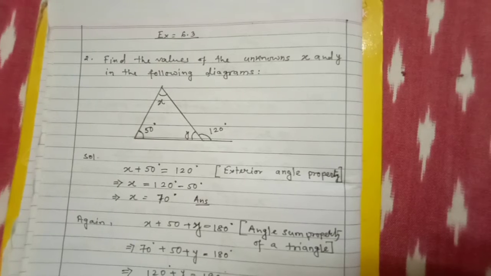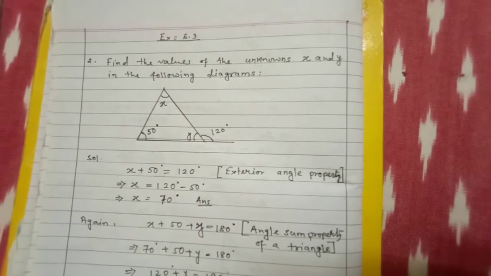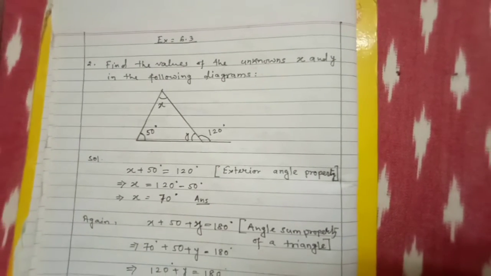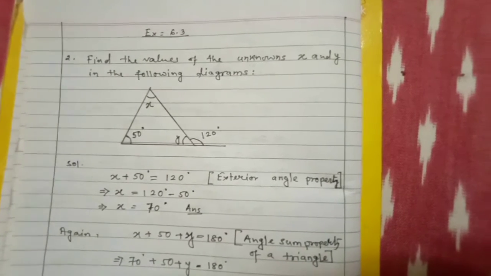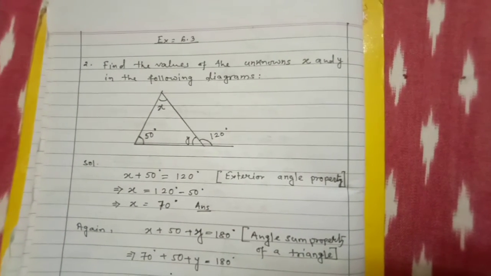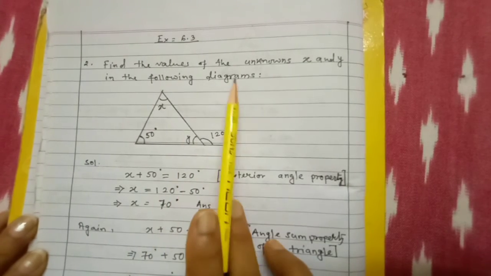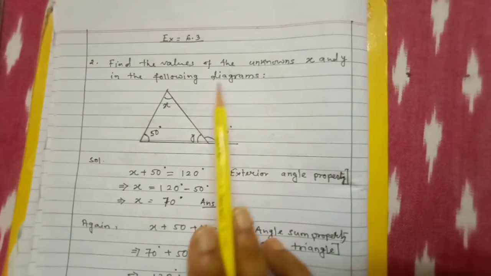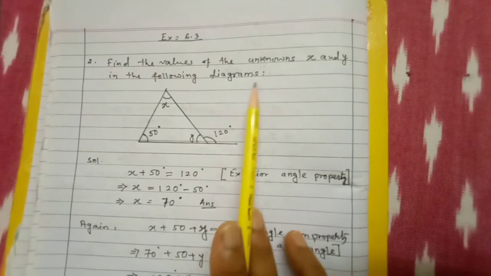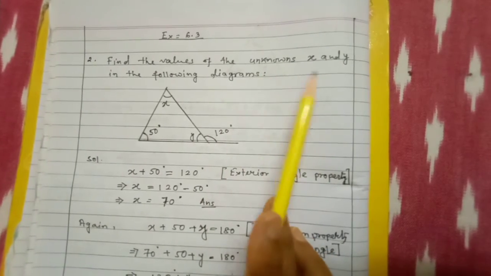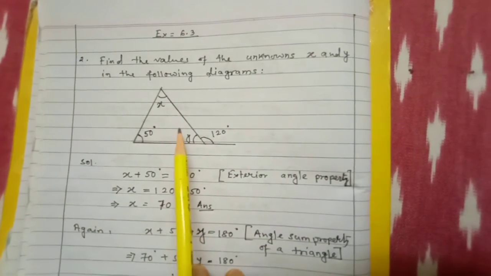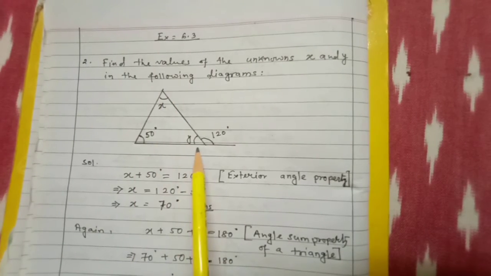Today we will do a few sums from 6.3 again. Yesterday we have done question number 1. Now we will do question number 2, where you have to find out the value of x and y. Two unknown angles you will get here, where you have to find the value of these two unknown angles. See the diagram.